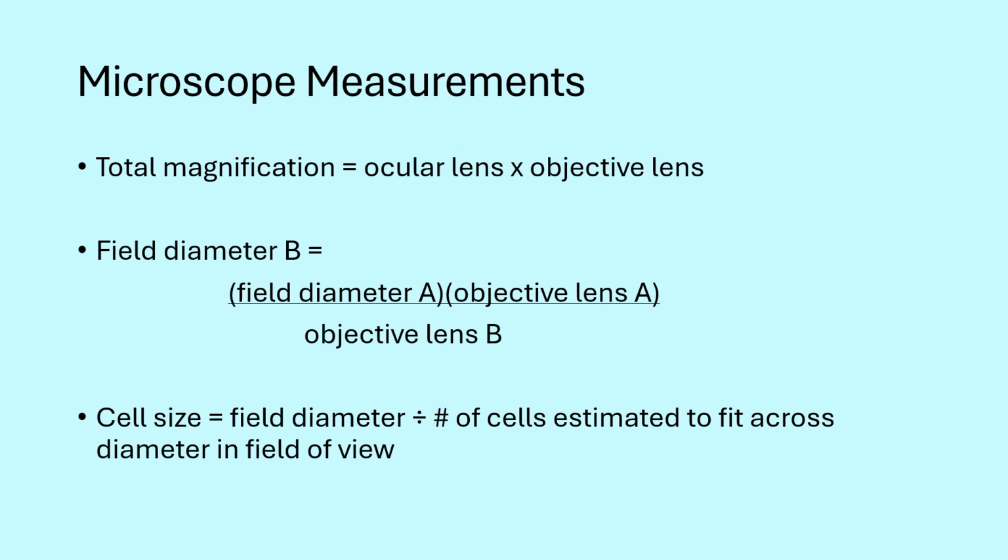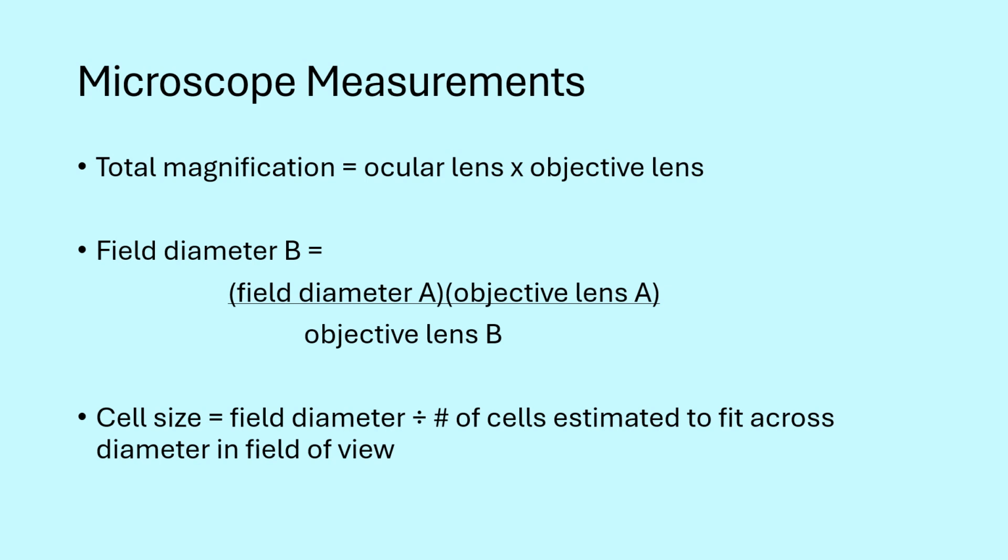So what are some of the measurements you can do? Number one, you can determine the total magnification of the sample that you're looking at. How do you do this? Just simply multiply the ocular lens magnification by the objective lens magnification. That gives you the total magnification. You can also determine the field diameter.